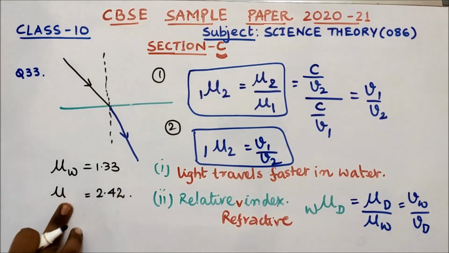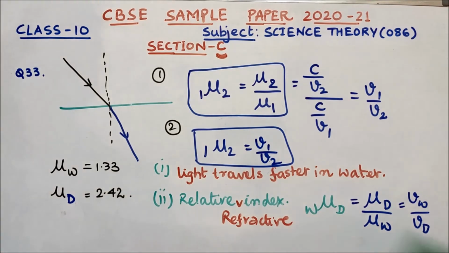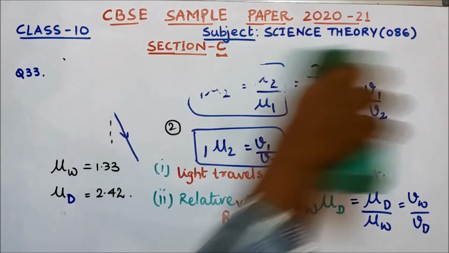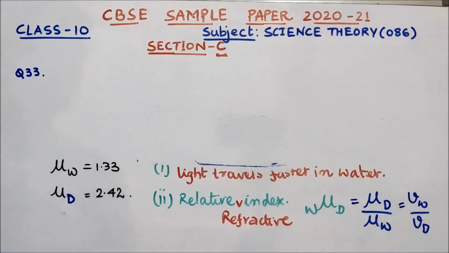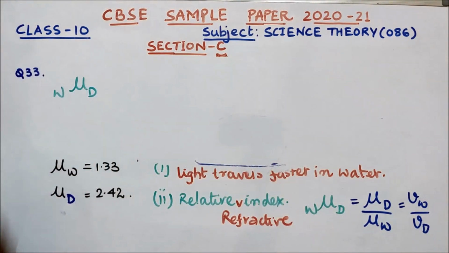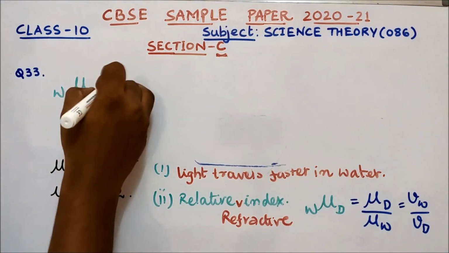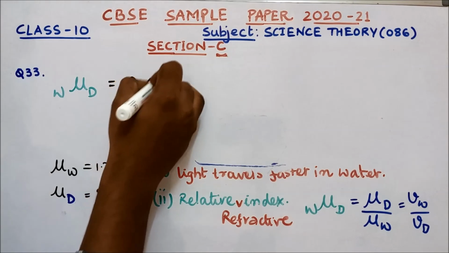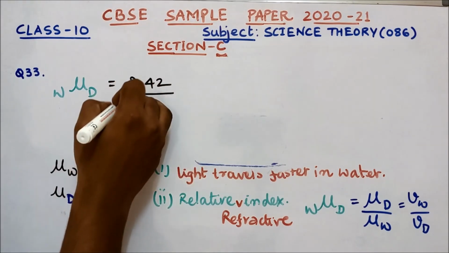I am writing D capital for diamond, the hardest substance. So let's put the values and see what the answer is. So mu d w, the refractive index of diamond with respect to water. What is mu d? 2.42. What is mu water?